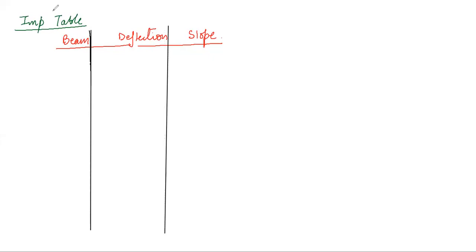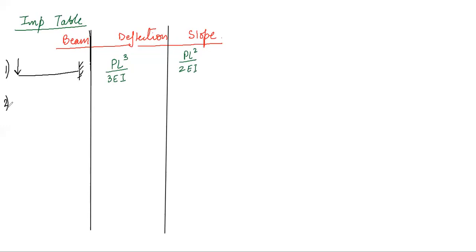Let's see, right? The first one is defined as a cantilever beam with a point load. I believe you all know the deflection value of the cantilever beam with a point load is PL cube by 3EI. Now with respect to slope, it is defined as PL square upon 2EI, right?